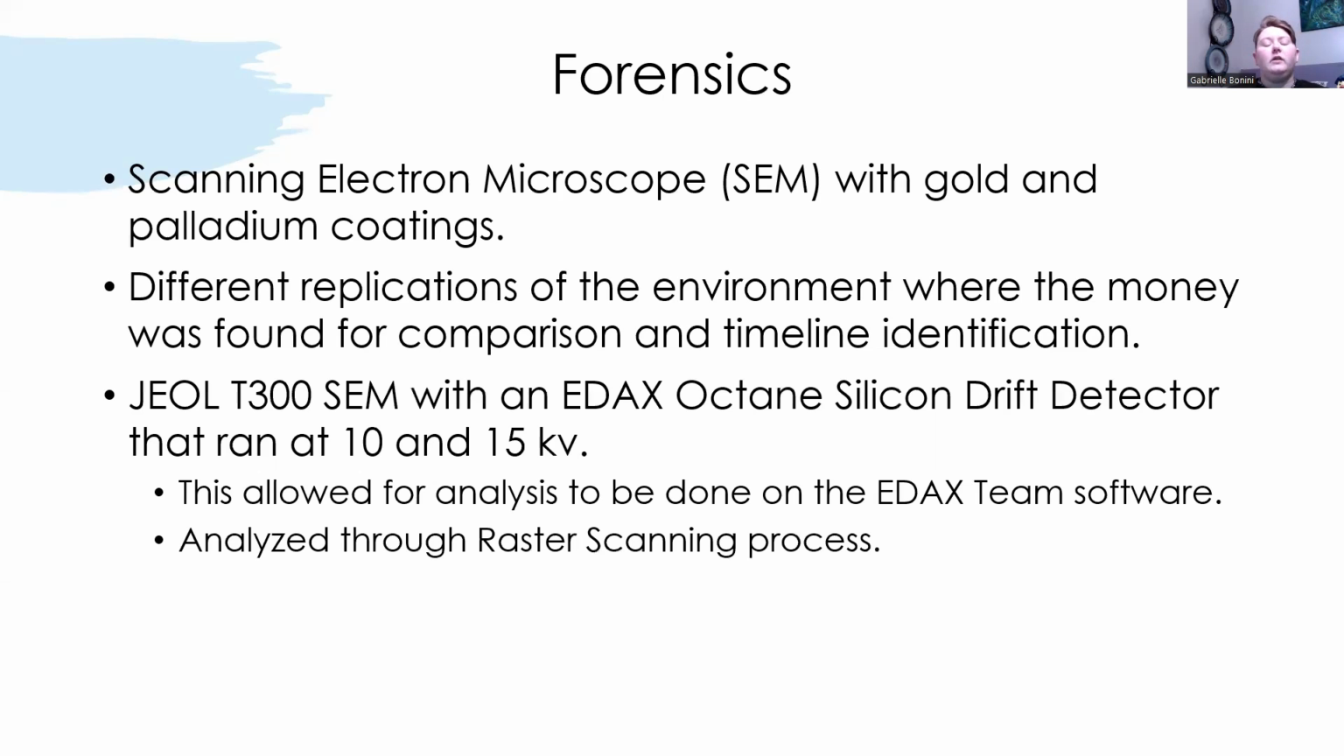And they used a JEOL T300 scanning electron microscope that had an EDAX Octane silicon drift detector. It allows you to get through about 90% of your field of view with fairly decent accuracy. And the Octane silicon drift detector also helped because it allowed the view field to be analyzed on the EDAX software, which makes things a lot easier for raster scanning, which is where you start on the left, you skip to the right, and then jump down, skip to the right, jump down, and it makes it so that you can see approximately 90% of the view with fairly good accuracy.